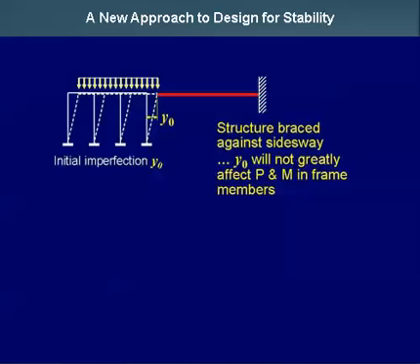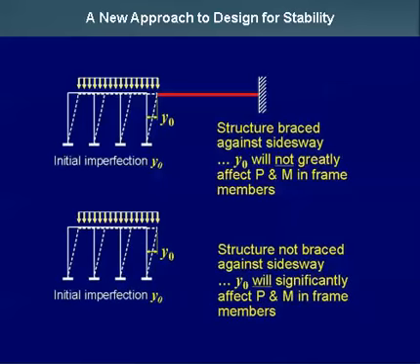Well, fortunately, this error caused by understatement of member demand is important only in structures subject to side sway. And let me show you why. This shows just an idealized structure that is not subject to side sway. You can see it's braced against side sway. You can see that the fact that you have this initial imperfection y0 will not greatly affect the forces and moments within the frame, because the effect of that imperfection is just carried into the bracing.